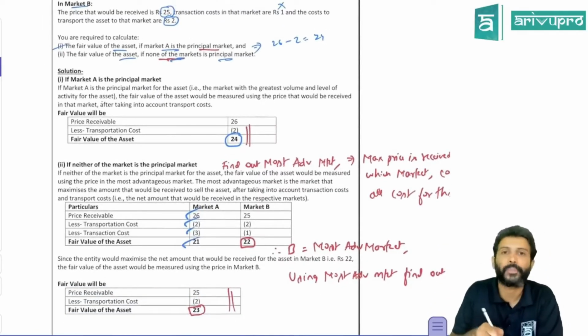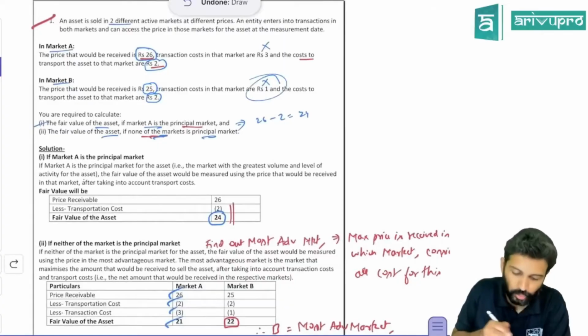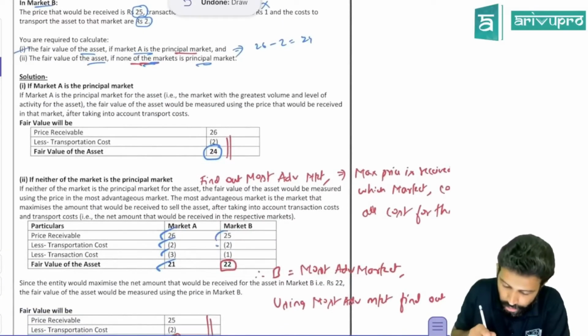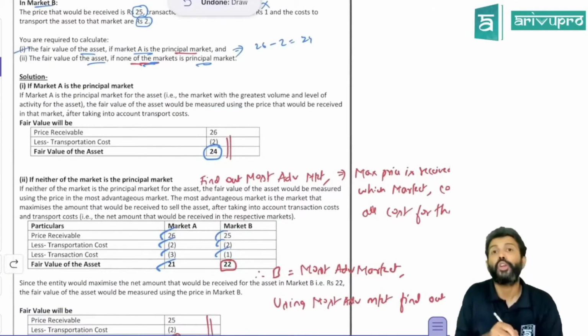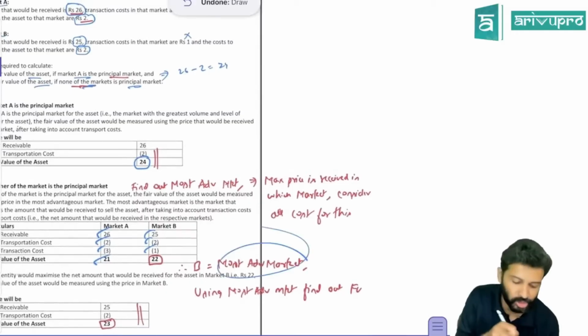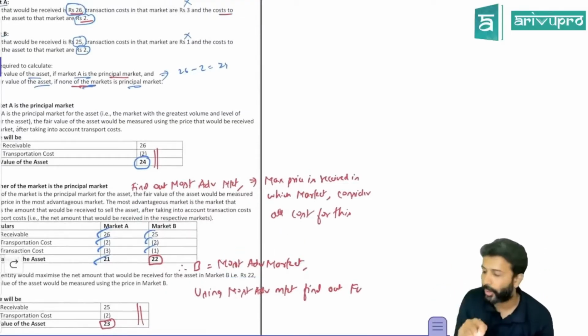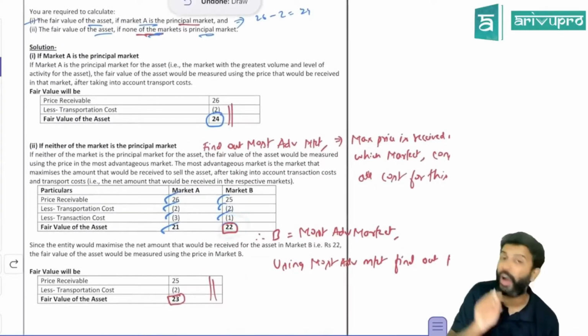So you'll get 21. If you sell the same asset in B, the selling price is 25. Transaction cost is 1, so 25 minus 1, and transportation cost is 2. Deduct that and you'll get 22. So you are getting a higher price in which market? In A you're getting 21. In B you're getting 22. So that means, sir, B is the most advantageous market, correct? Because that is giving me the highest price. Now B is the most advantageous market.